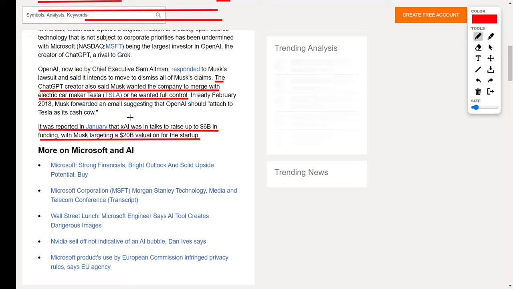Overall, I actually think this is pretty good news, and it should impact Tesla's share price positively. But I'd love to hear your thoughts about this story down below.